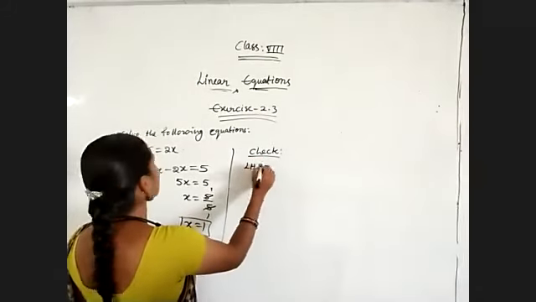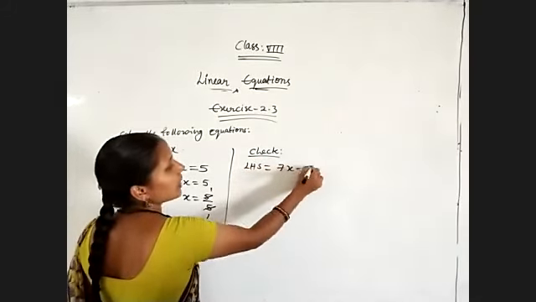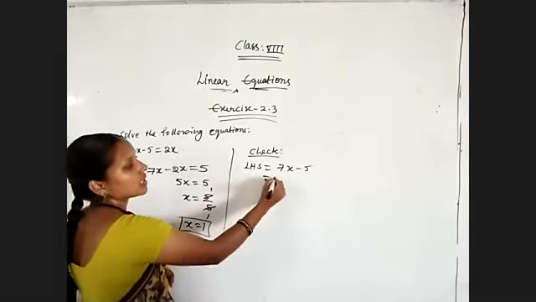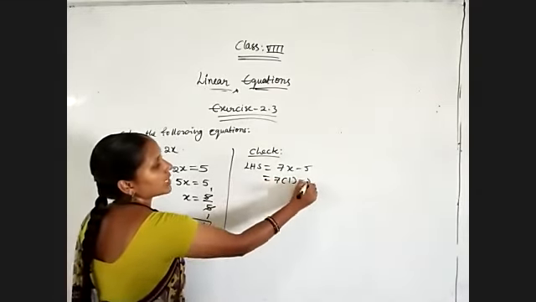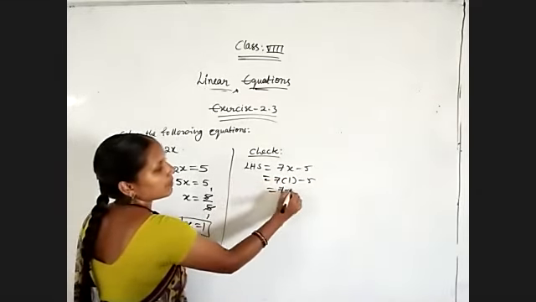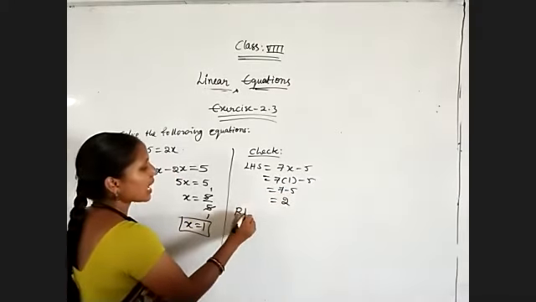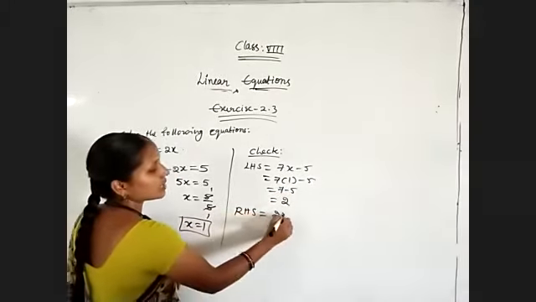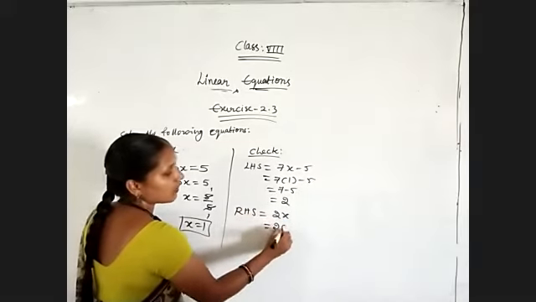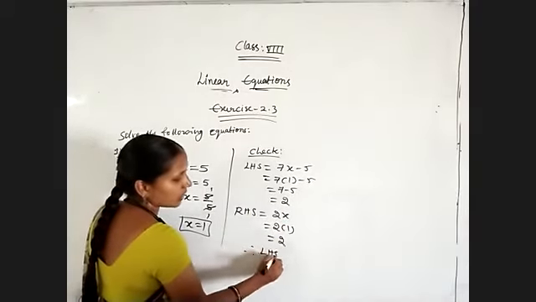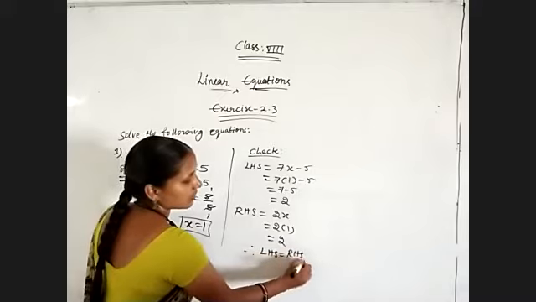LHS of the equation is 7x minus 5. What we got, x value 1. So 7 into 1 minus 5. 7 ones are 7, minus 5. 7 minus 5 is equal to 2. And what is the RHS side? 2x. X value is 1. So 2 ones are 2. Therefore, LHS is equal to RHS.